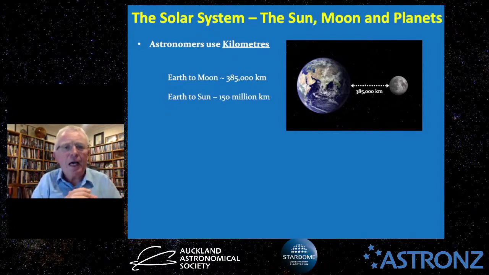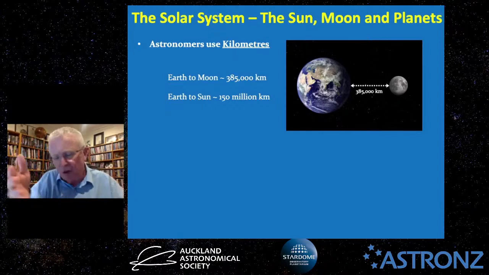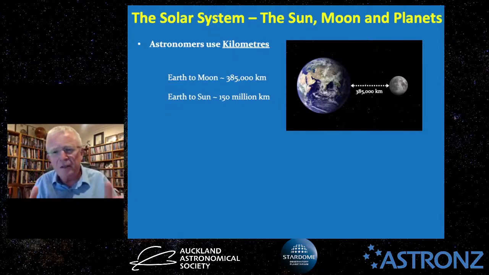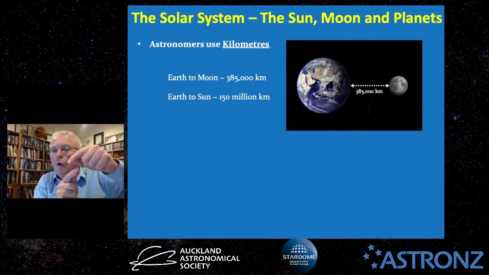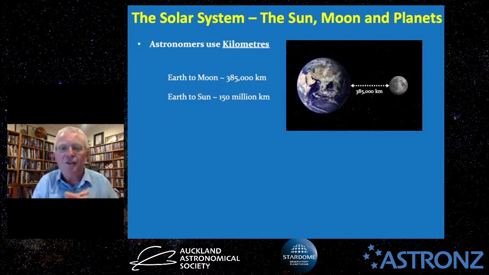And just to give you some rough, nice and easy ones to carry in the back of your mind, always handy to have. The average distance from the Earth to the moon, because the moon has quite an elliptical, elongated orbit around the Earth. So what they do is they get its average distance. We'll talk more about that later. But its average distance, easy to remember, is 385,000 kilometres.